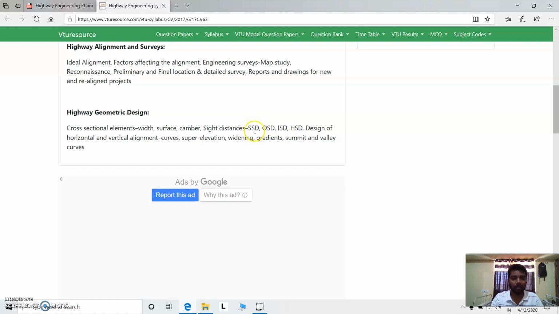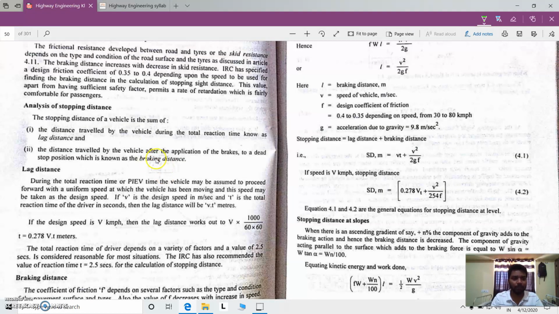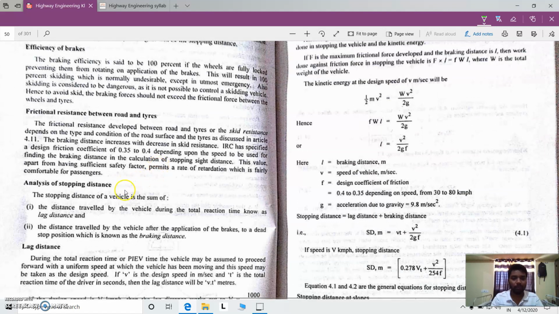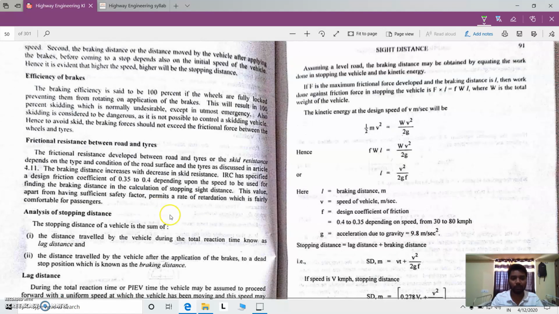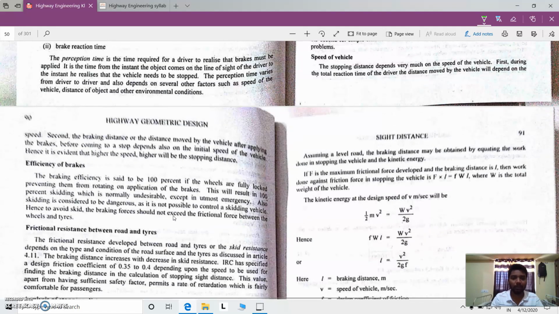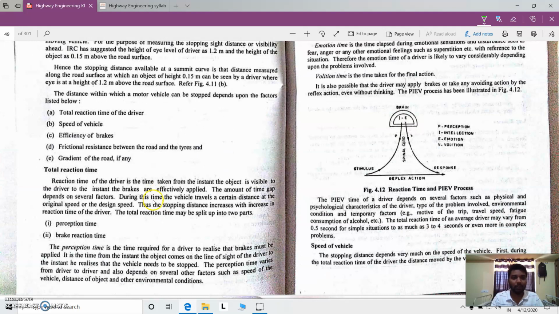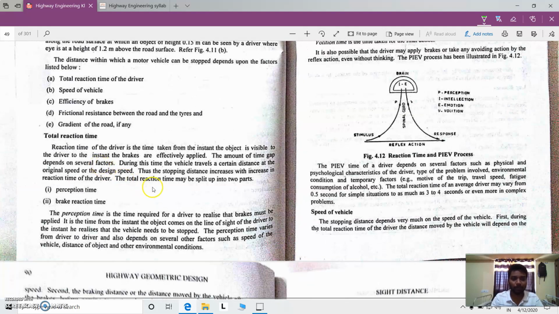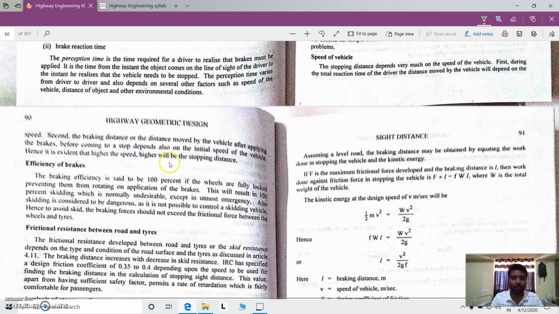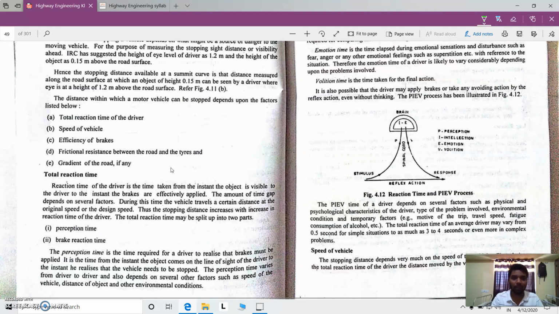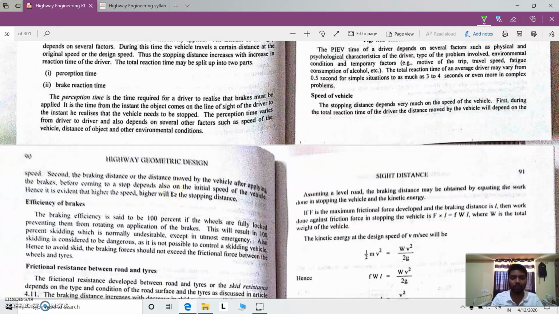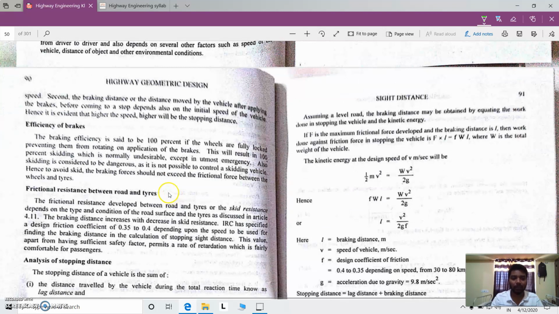Today we'll start with stopping sight distance. Before learning the stopping sight distance, we need to know some recommendations from the Indian Road Congress. In the previous class we studied the total reaction time and PIEV theories. These are all the factors considered in the stopping sight distance, or the distance within which a motor vehicle can be stopped. Within these factors we have considered some values recommended by the Indian Road Congress.